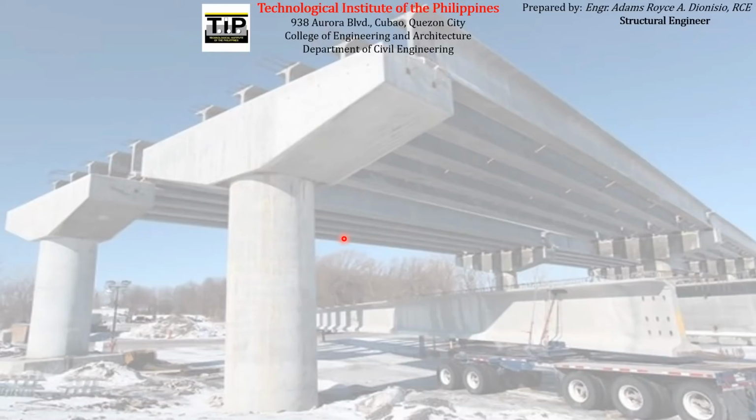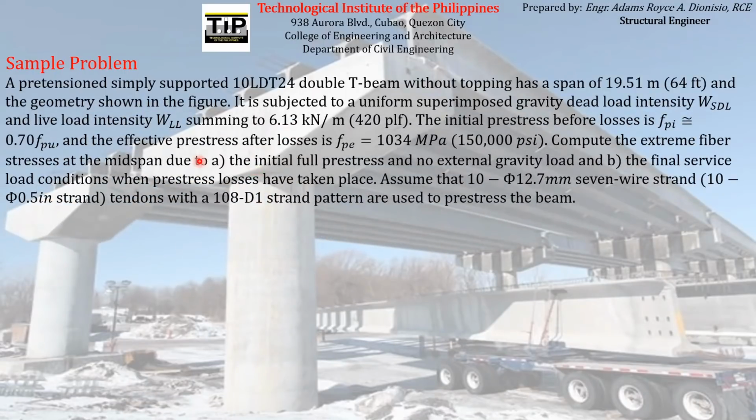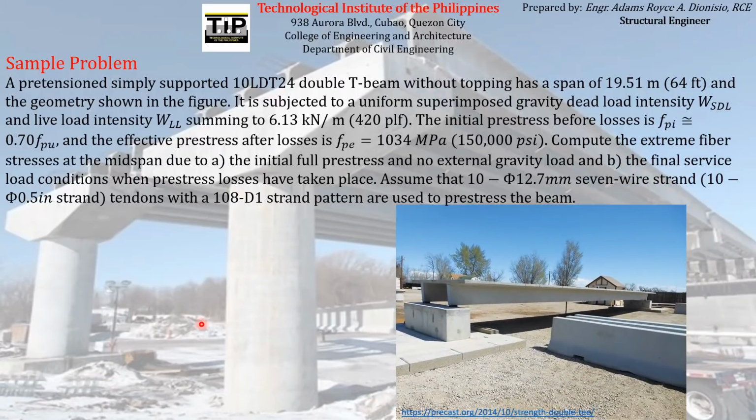So now let us apply what we have studied in a sample problem. So this is the sample problem. A pre-tensioned simply supported 10 LDT 24 double T beam without tapping has a span of 19.51 meters or 64 feet, and the geometry shown in the figure, although later I will show some details of the figure or the geometry of the figure, but as of now, you can just refer to this photo.